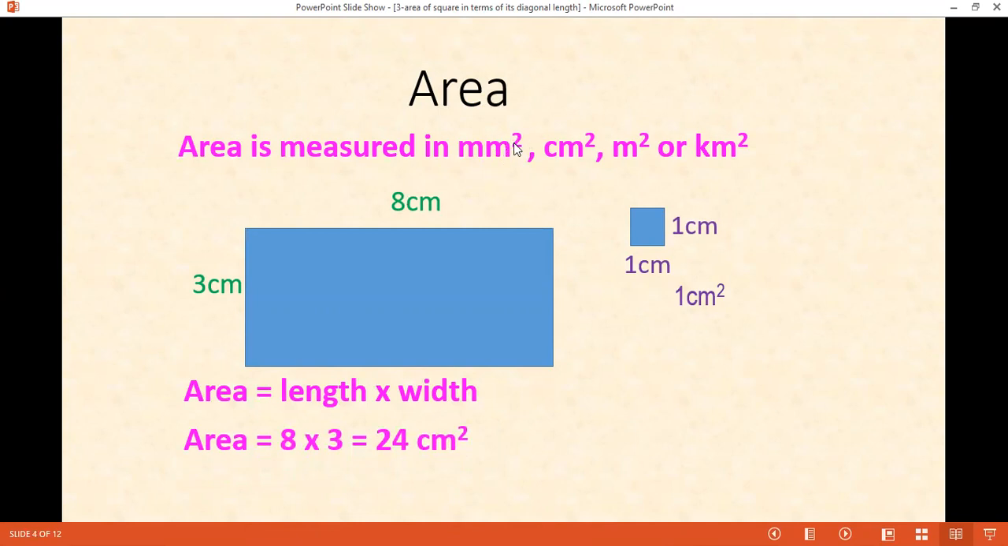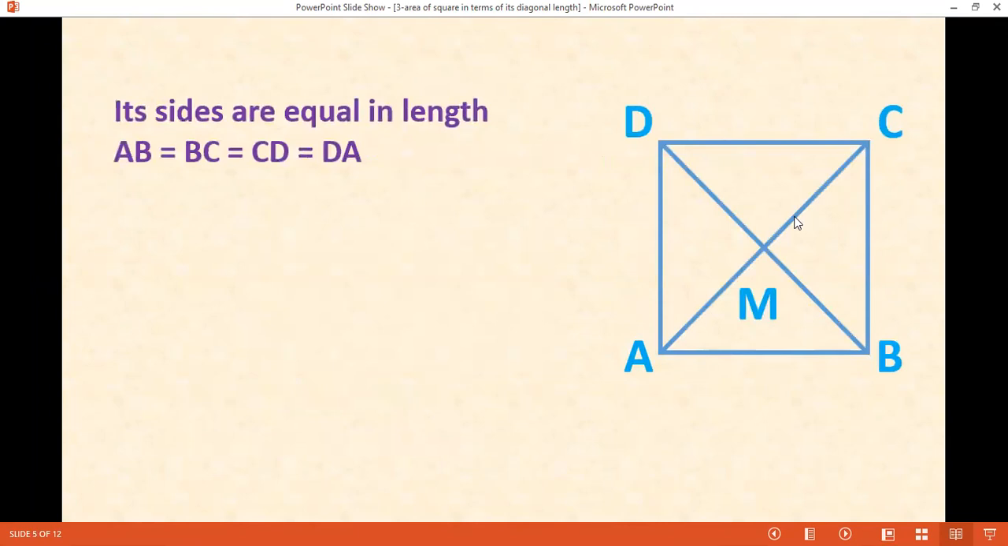So the area I measure with the unit of what? Square units. This is millimeter square, this is centimeter square, this is meter square, and this is kilometer square. We call it square because it refers to measuring the area. So here, 8 by 3, it will be 24 centimeter square. Okay, let's go to the square.